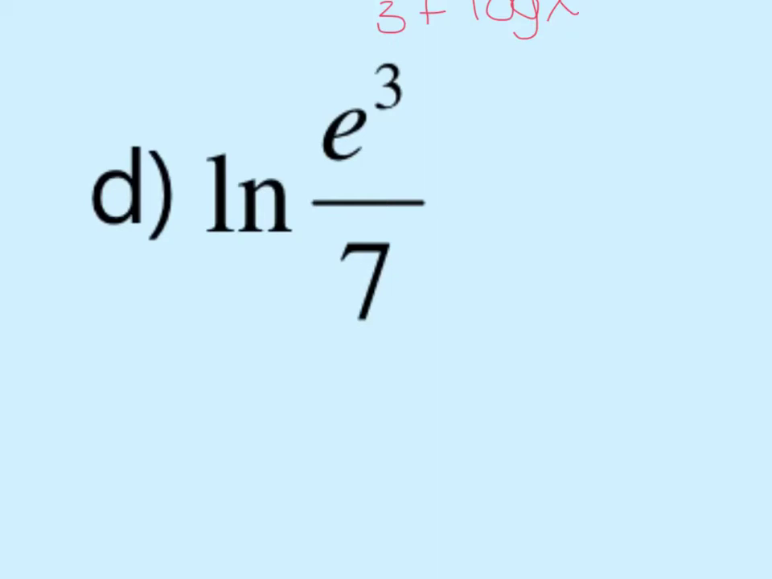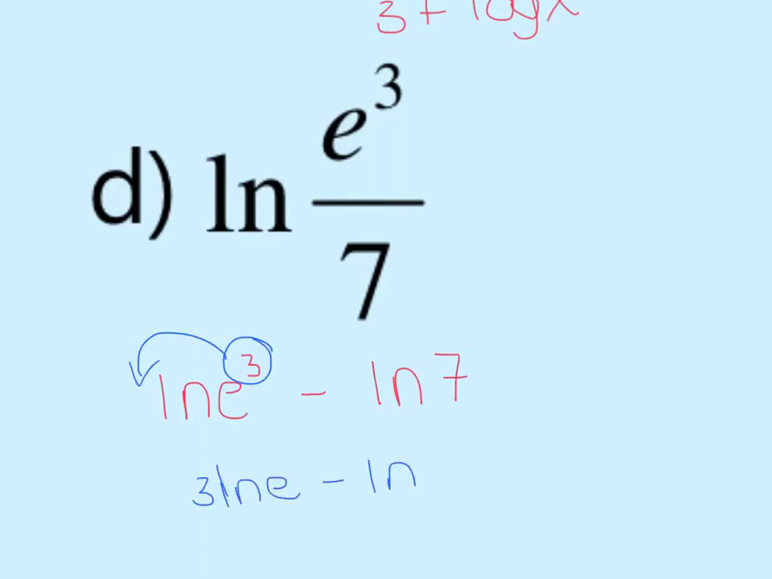Alright, so here we have a couple things going on. I can break this up through subtraction, and then I'm going to pull this exponent to the front. So ln e to the third power minus ln of 7. And now I want to bring this exponent to the front. So that's 3 ln e minus ln 7.